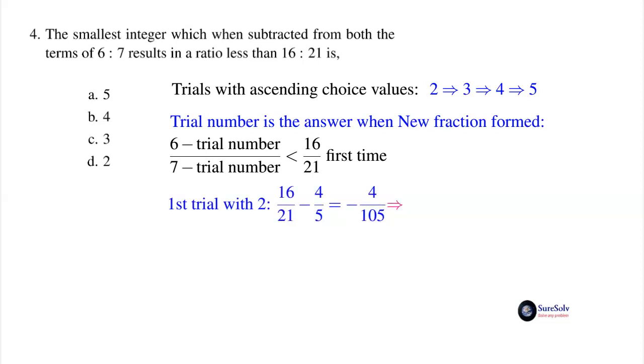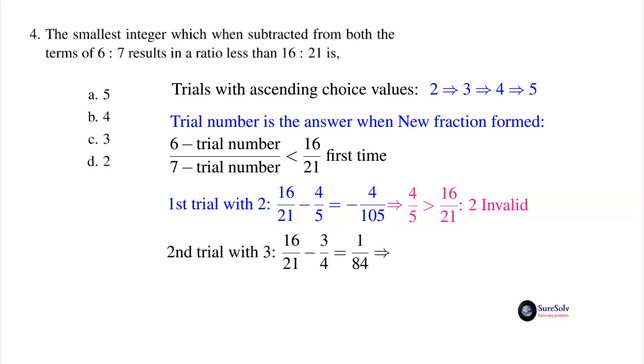For first trial with 2, change fraction is 4 by 5. Subtract 4 by 5 from 16 by 21. Result is minus 4 by 105. So choice value 2 is invalid as 4 by 5 is greater than 16 by 21. For second trial with 3, change fraction is 3 by 4. Subtract 3 by 4 from 16 by 21. Result is 1 by 84 positive.